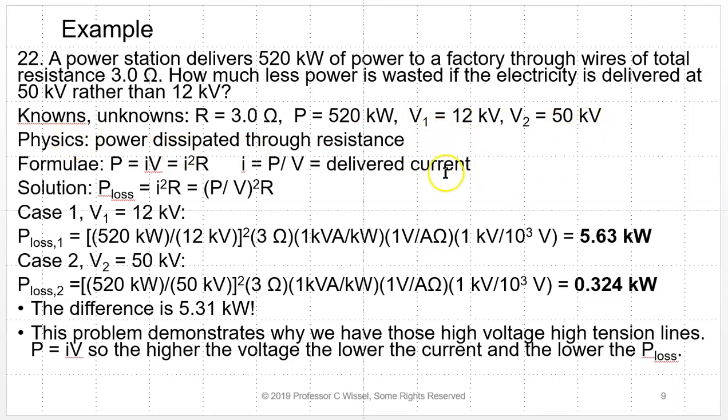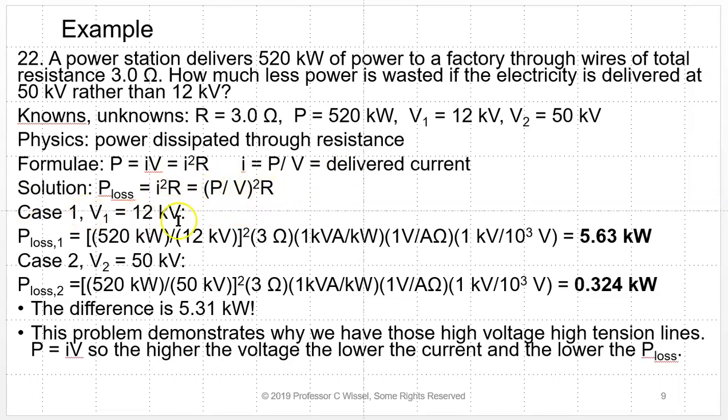The physics of this is power dissipated through resistance. The formula: P equals IV equals I squared R. I equals P over V, and that will be the delivered current. The solution: P loss is I squared R, or (P over V) squared times R.